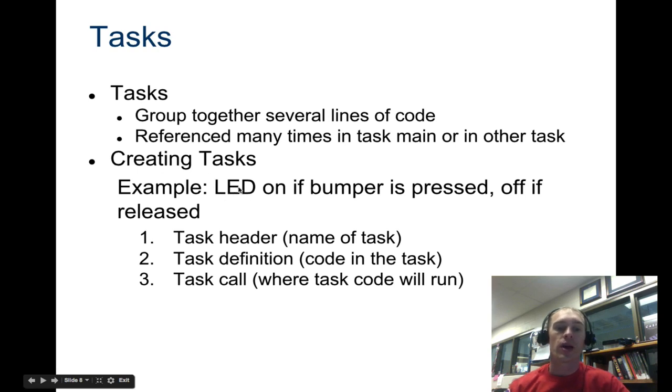So if you want to do a code where an LED is on if the bumper is pressed and off if it's released, then you would make a task header, you define the task, and then you call the task. So I'll give an example of all those.